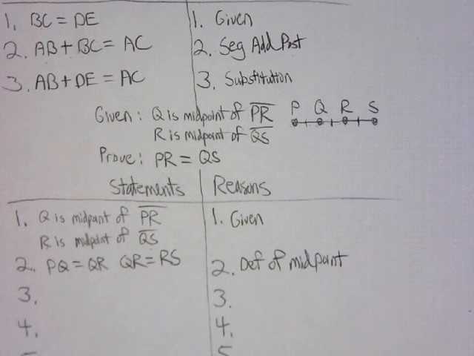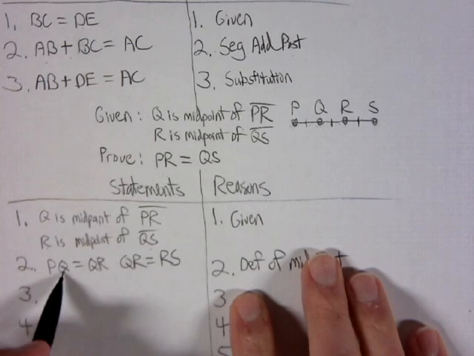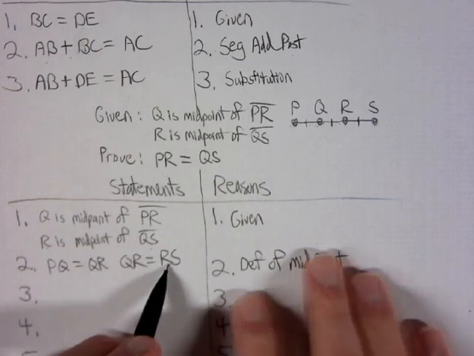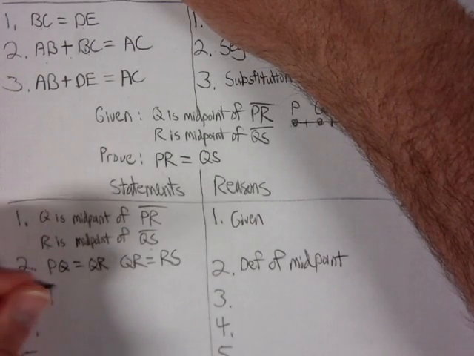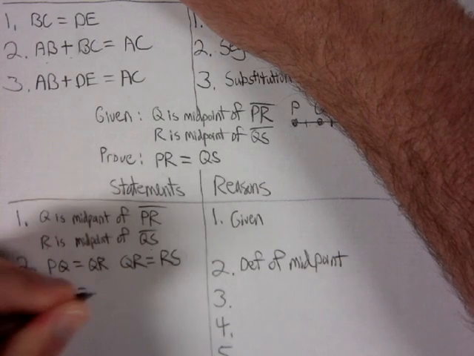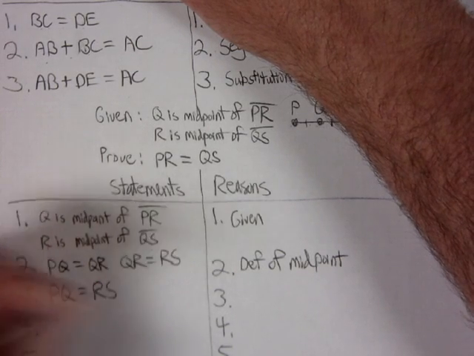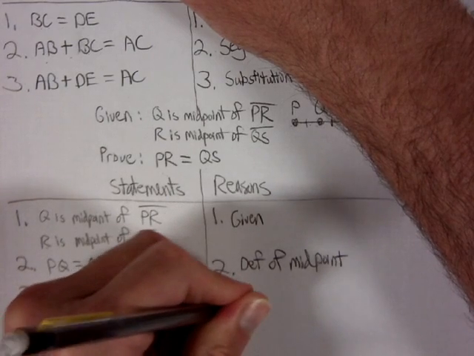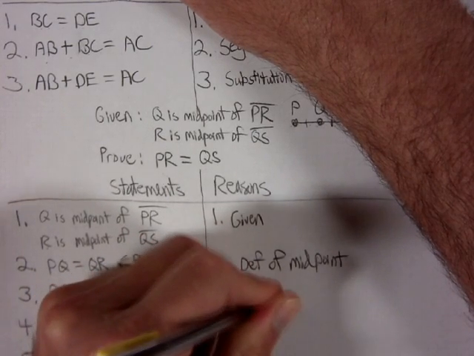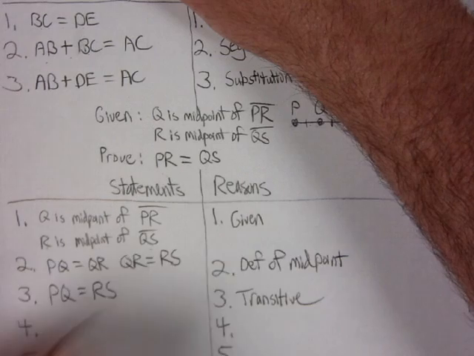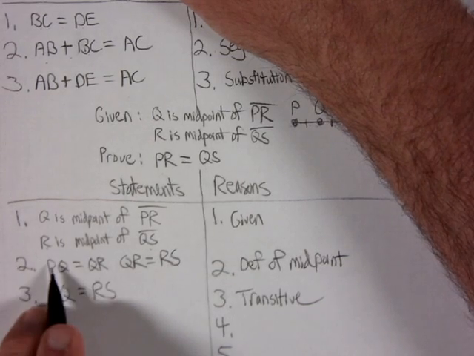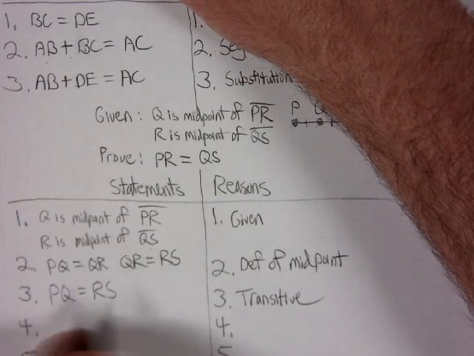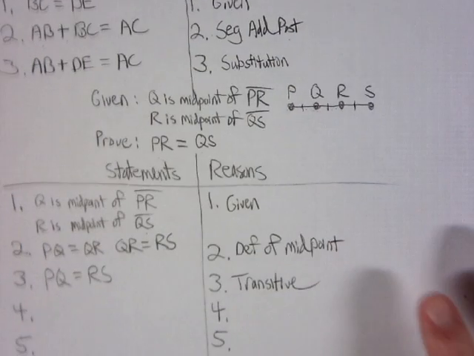And so now there's something else we can get out of this. If PQ equals QR and QR equals RS, then I know that PQ equals RS. And remember, that's the transitive property. If A equals B and B equals C, then A equals C. That's the transitive property that we just used.